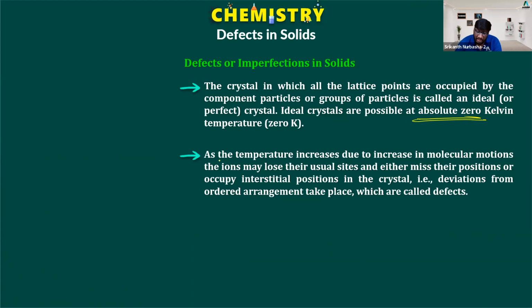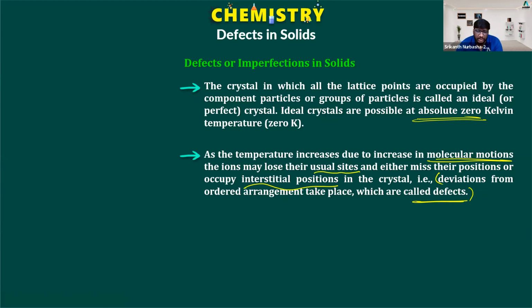As the temperature increases above absolute zero, due to increase in molecular motions, what happens? The ions may lose their usual sites and either miss their positions or occupy interstitial positions in the crystal. That means they are deviated from the perfect arrangement. Those deviations are nothing but defects.